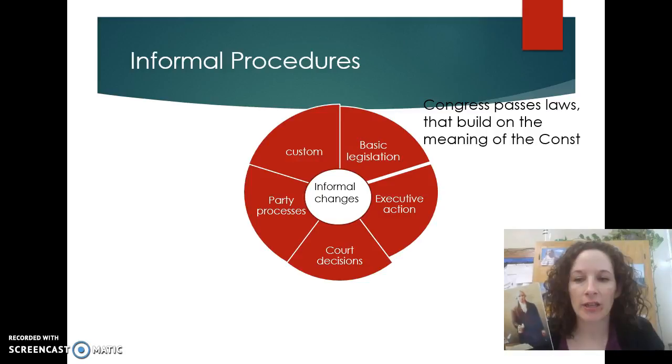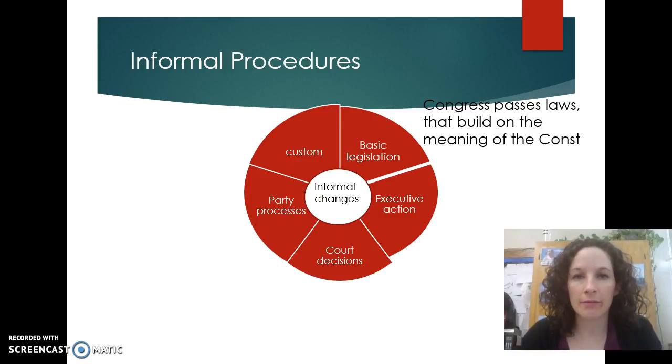So you have here a description of what is meant by basic legislation. This is a very thin document. It's like a framework, a skeleton. And what Congress does is it reads this and builds on that skeleton, adds flesh, adds meat to the bones of this document. So I'll give you one example.